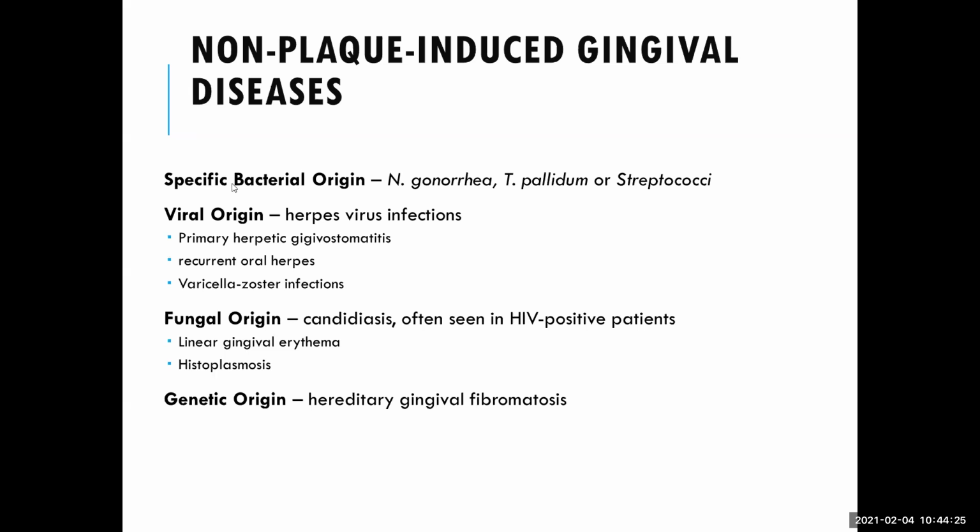So we've got specific bacterial. These are streptococci, strep mutans, gonorrhea. Viral, herpes, any variety of herpes. Doesn't matter. You get the herp, it's transmissible. Fungal origin, candidiasis, which right now we're seeing mainly in HIV patients. Linear gingival erythema, histoplasmosis, and then the genetic origin, hereditary gingival fibromatosis, which is very rare.